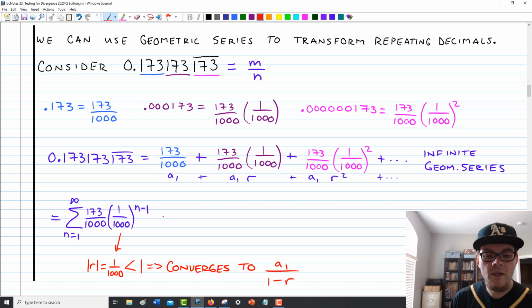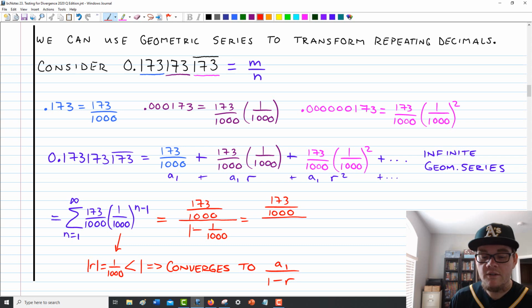So in wrapping this up so we can kind of see where this all goes, we can say that the sum is equal to the first term, which is 173 over 1,000, divided by 1 minus 1 over 1,000. Now if you clean this up just a little bit, obviously the numerator doesn't do much. It's going to stick around for a second. But that denominator is the same thing as 1,000 over 1,000 minus 1 over 1,000, which is 999 over 1,000.